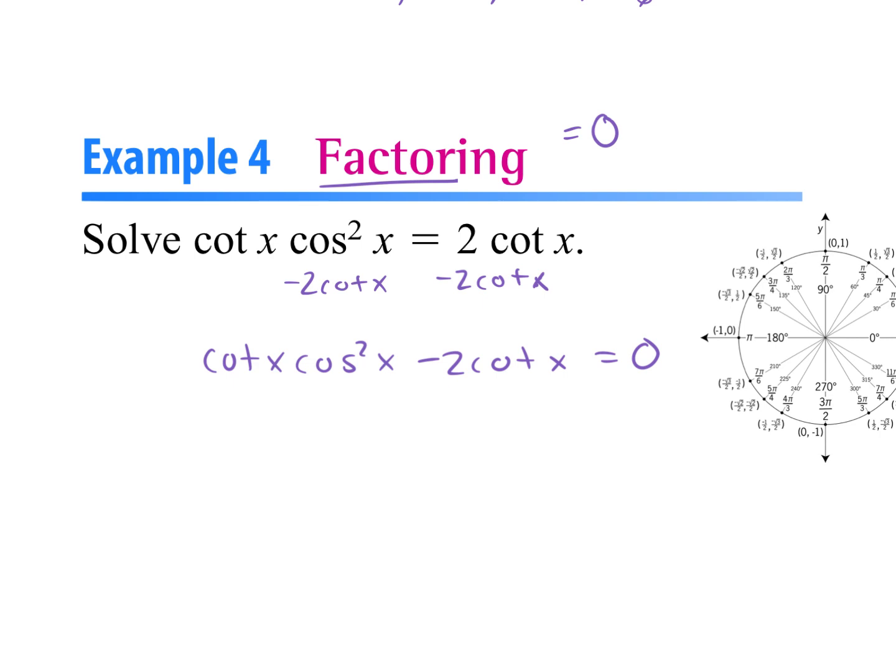What should I do next? Awesome. They both have a cotangent in common, so I can take out that cotangent. So I'm dividing that cotangent out, and I'm left with cosine squared minus 2.